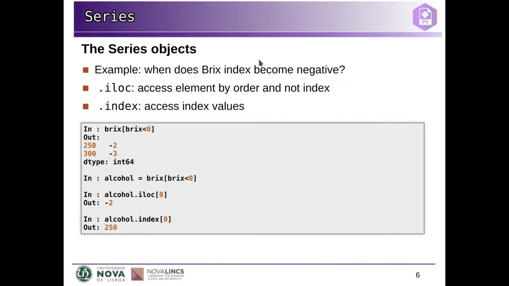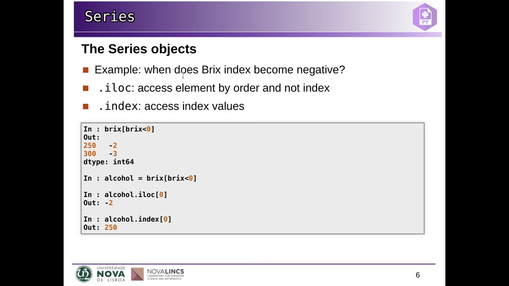We can do all of these operations like we did with NumPy. And so, for example, suppose that we want to know at what time we started finding negative bricks values in our fermenting mixture. This means that alcohol was now accumulating and we had very little amount of sugar for the fermentation to continue.